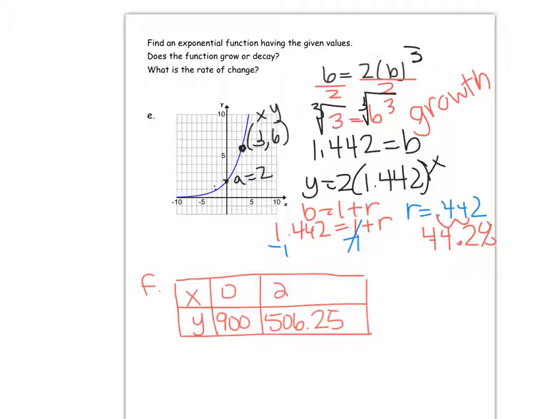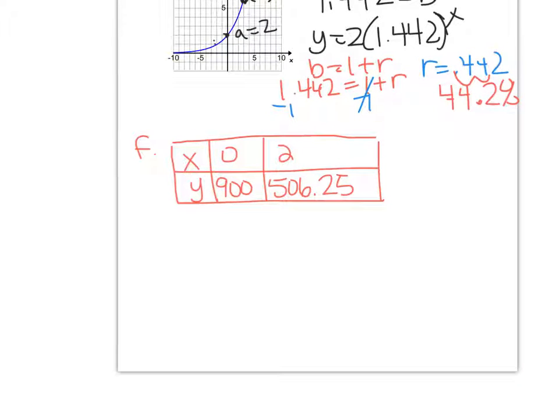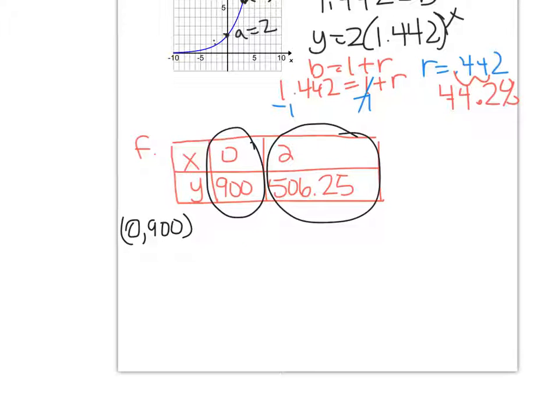All right, lastly, what do I do if I'm given a table? A table still has 2 points. If you want to, you can write them as points. This one right here is a point, 0, 900. And then x and y, here's another point, 2 and 506.25. Okay, the y value paired with 0, the y-intercept, is a, so that's going to be 900. So then we can use 2 and 506.25 as x and y.